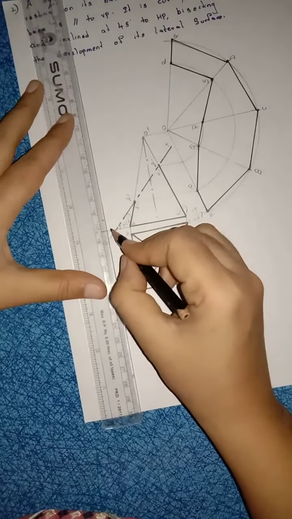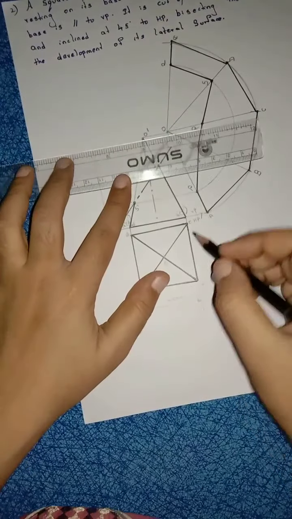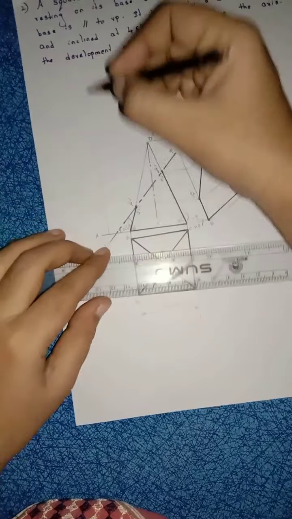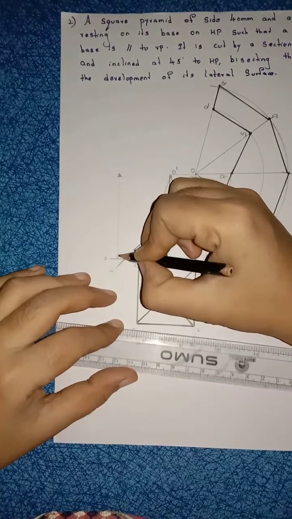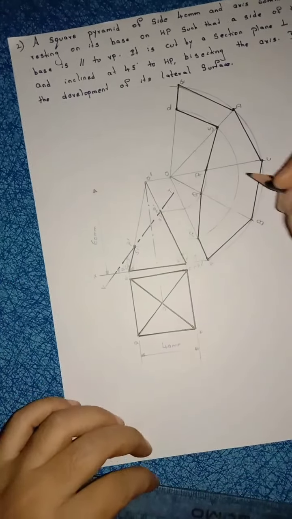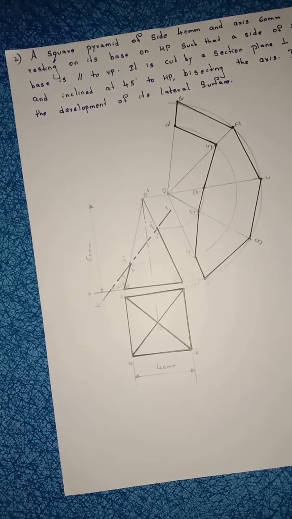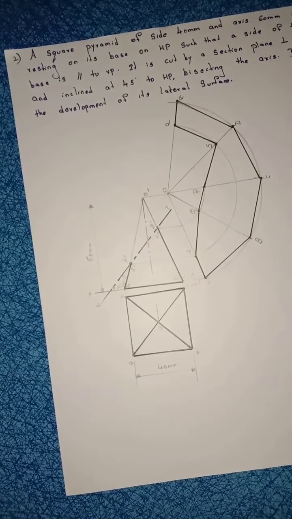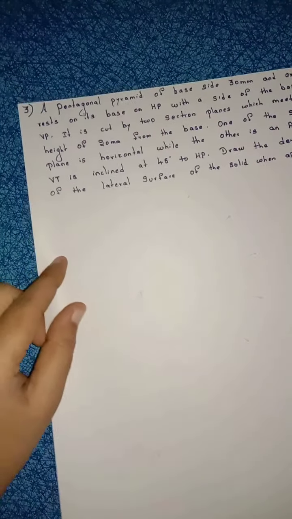And axis height 60 mm. Right, so this is the development of your square. Right, so let us see the last problem. This is your last problem in this lecture.